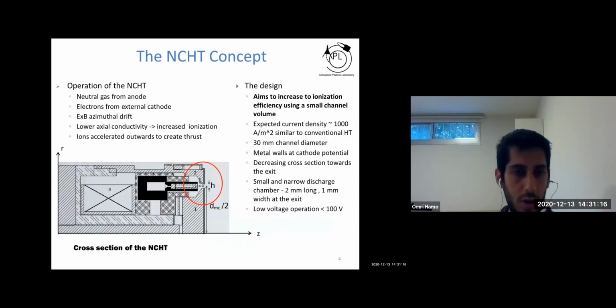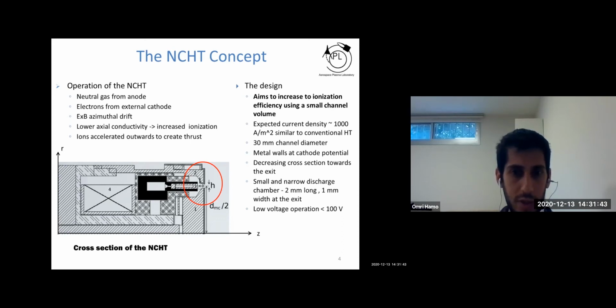So let's talk a little more about how the NCHT works. Here we have a schematic cross-section of the NCHT. It has a cylindrical symmetry, and this is the cross-section. This is the axial direction. This is the radial. This is the channel where the plasma is created. So this is the interesting part. We have neutral gas coming from the anode this way.